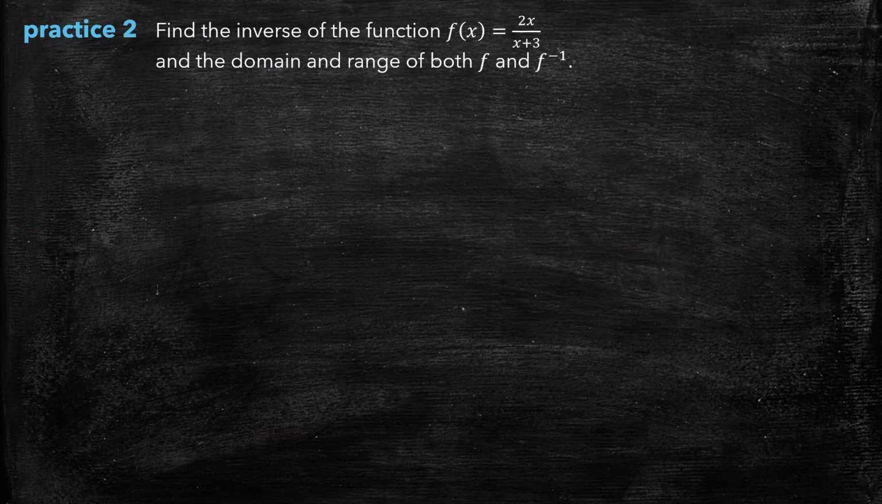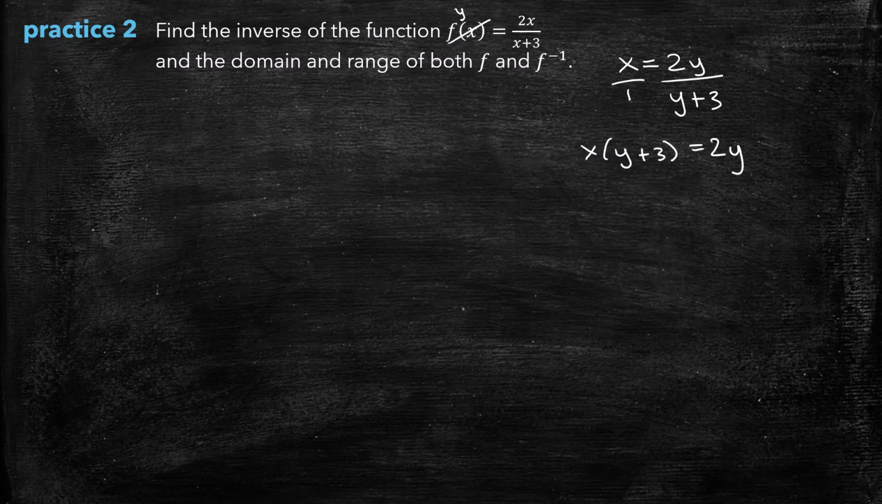So here's another practice problem. This one's a little more intricate, so let's run through the steps. So first step, replace f of x with y, and then switch x and y. So we'll just go straight to that step. And now what you're going to notice, if we cross multiply, think of this as x over 1, and we cross multiply, we would get x times (y plus 3) equals 2y.